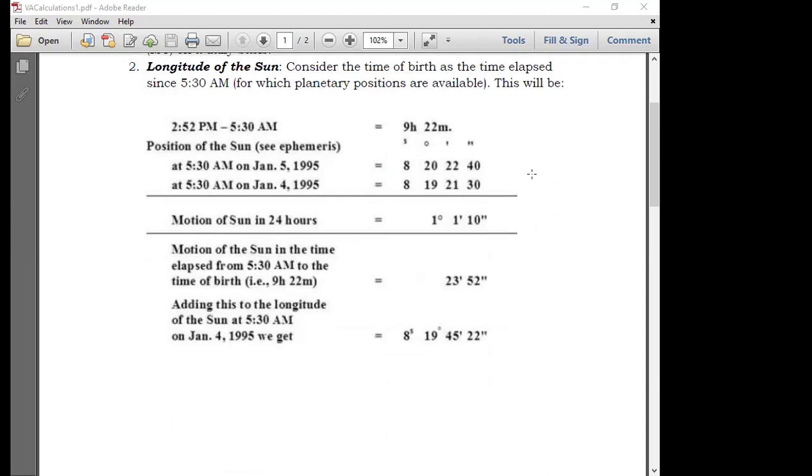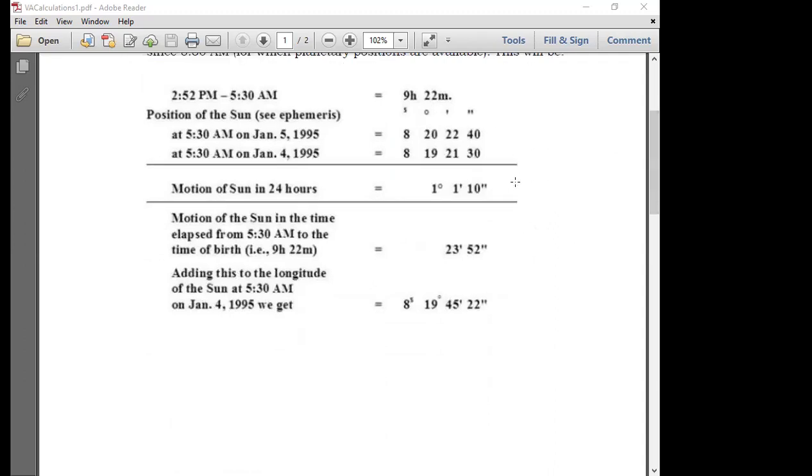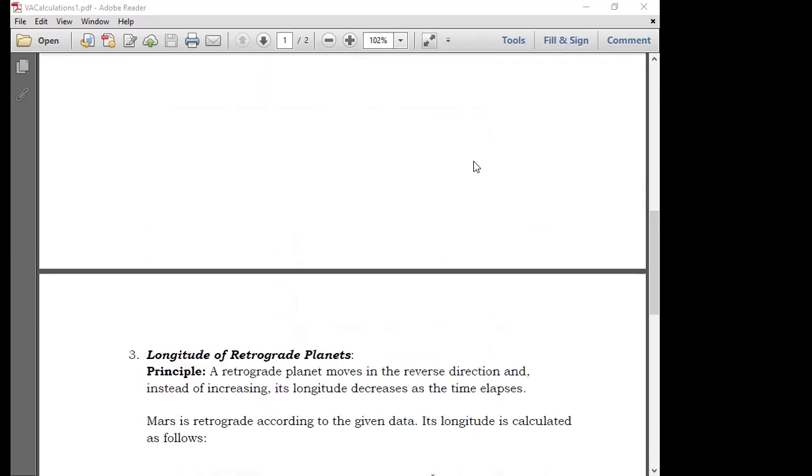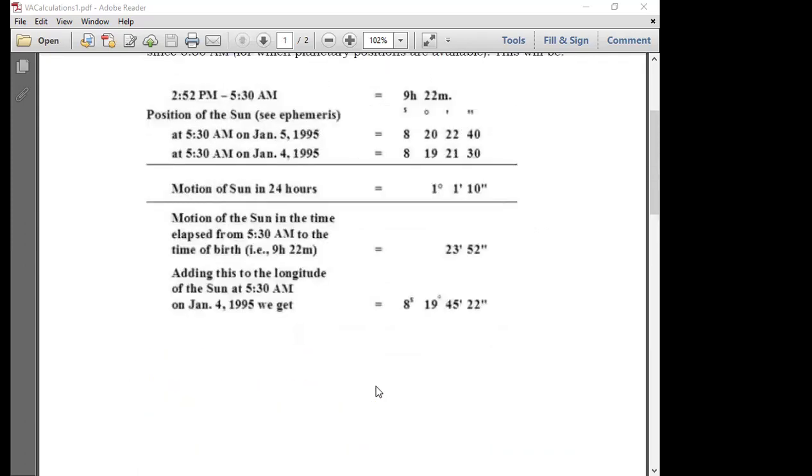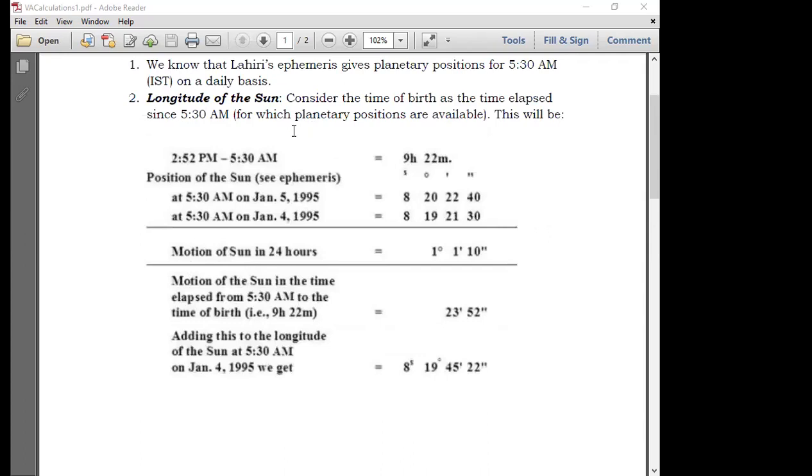Okay, you can screenshot this, but I'll share the slides in the group, the previous slide as well as this slide, once the class is over. And then after calculating the longitude of the sun, similarly the longitude of the other planets can be calculated. By other planets I mean only those planets which are direct.